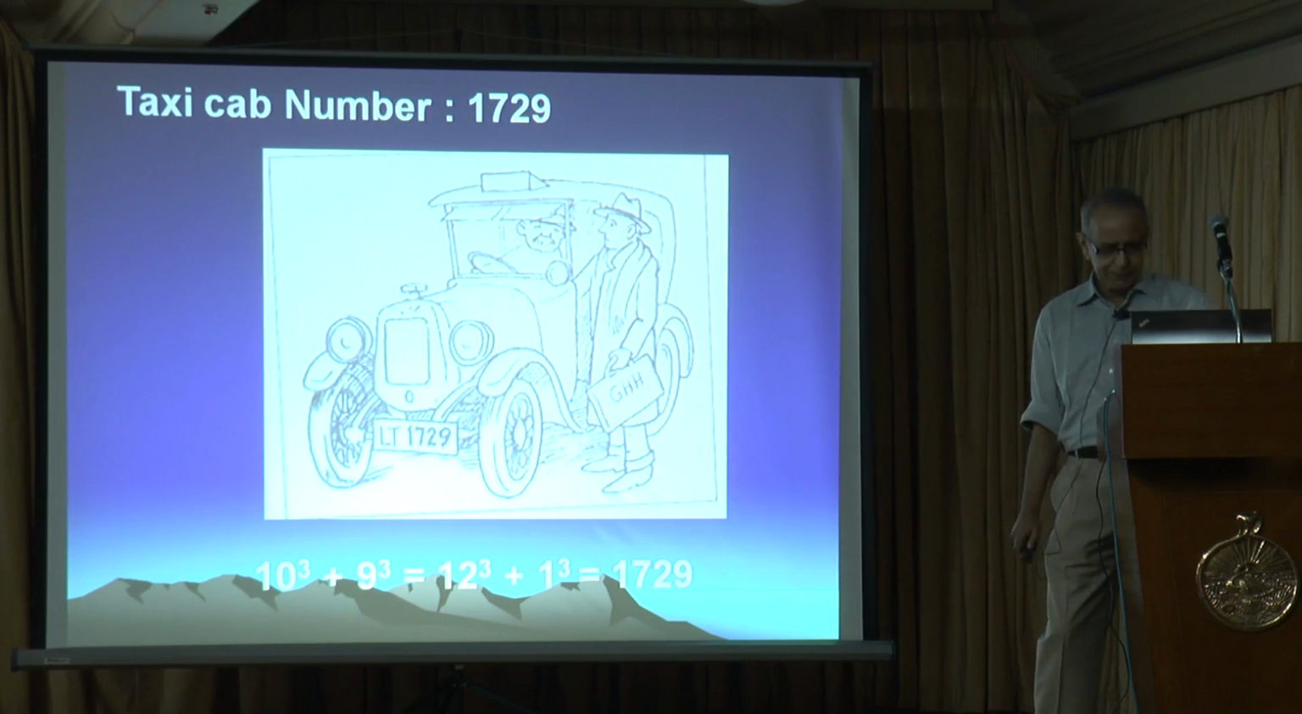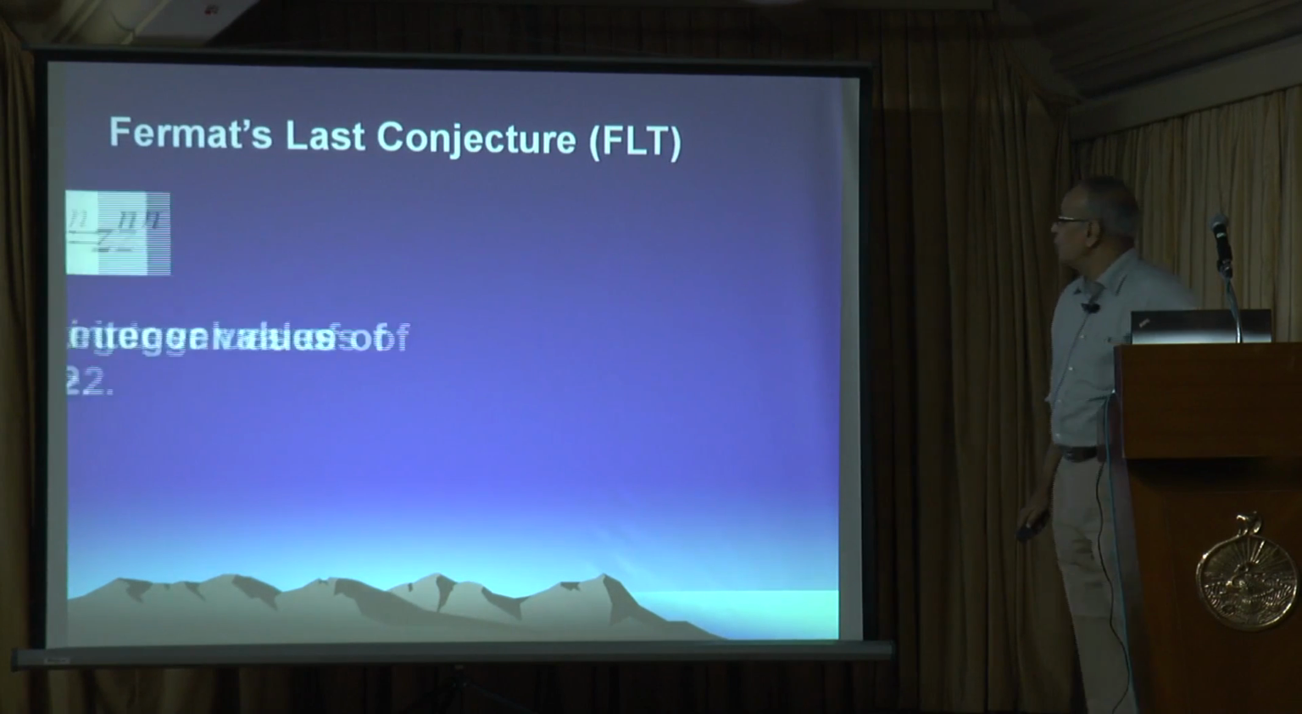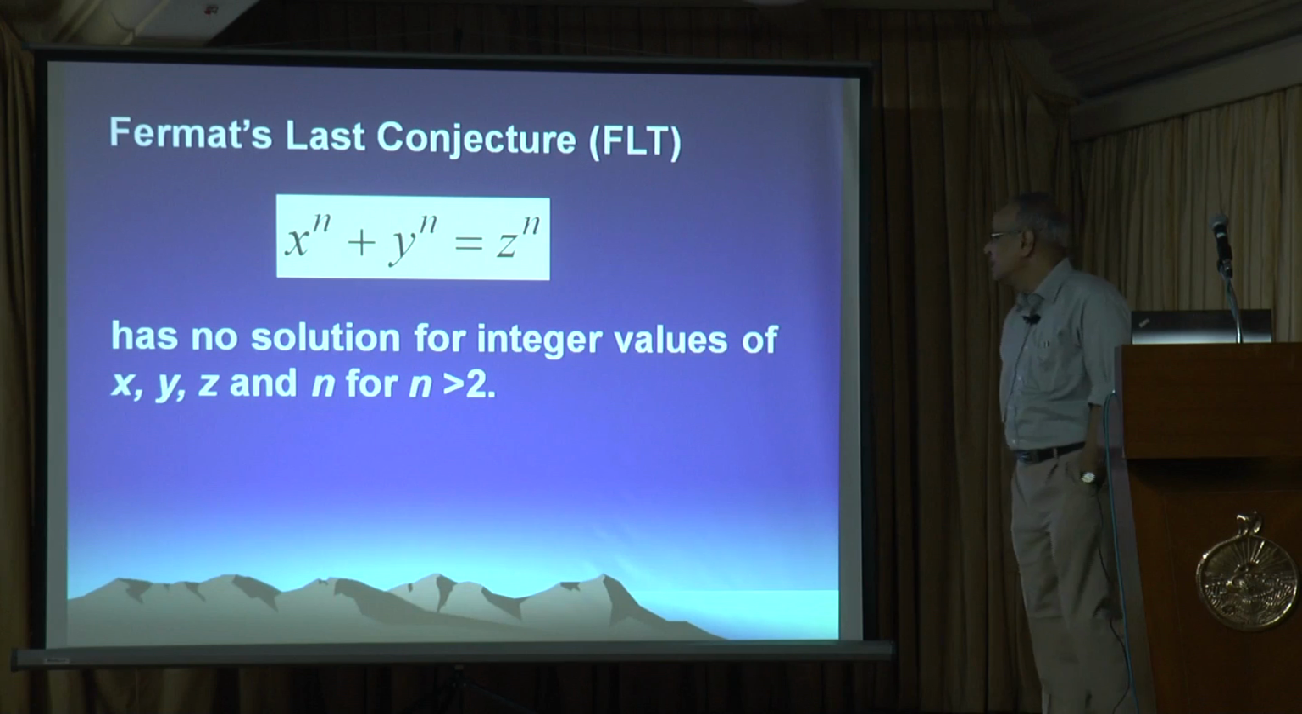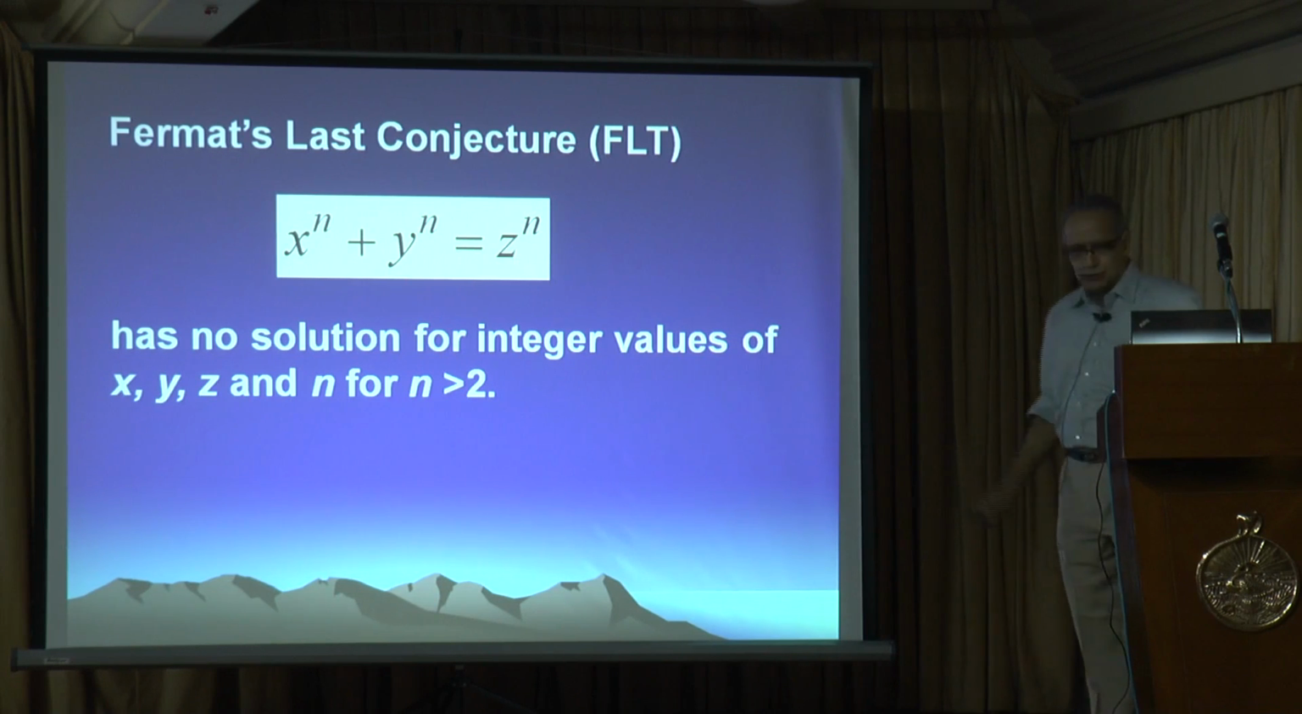Let us see what. So we all know the famous Fermat's last theorem or conjecture that x to the power n plus y to the power n equal to z to the power n has no solution for integer values of x, y, z and n greater than 2. We know 3 square plus 4 square is 5 square. But I can never write x cube plus y cube equal to z cube, where x, y, z all are integers. So that was Fermat's conjecture. It was proved recently, after 300 years, in 1993.